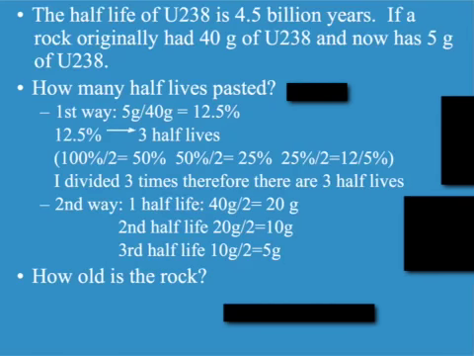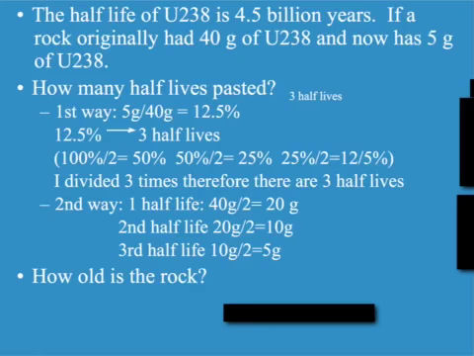Another way we could do it, if we take 40 grams divided by 2, we get 20. We need 5 grams, so take 20 divided by 2, we get 10. Again, we need 5 grams, so we take 10 and divide it by 2, we get 5. So I divided it 1, 2, 3. So I divided it 3 times, therefore 3 half-lives.